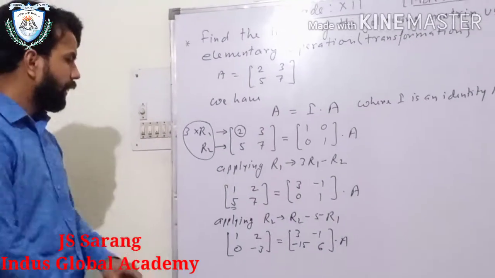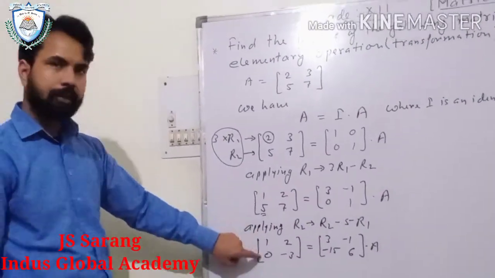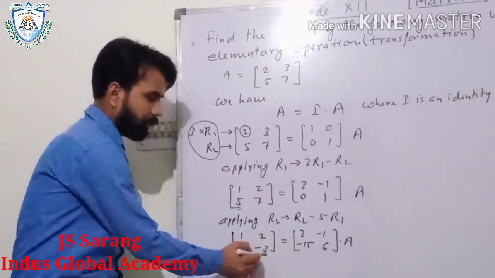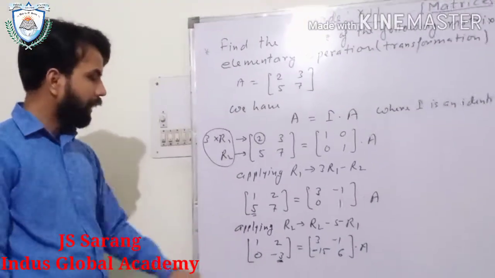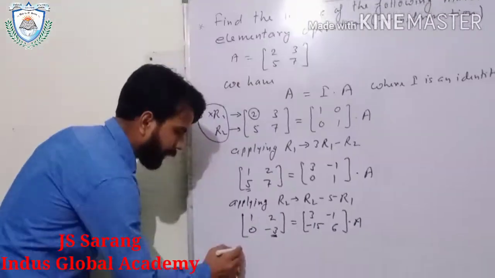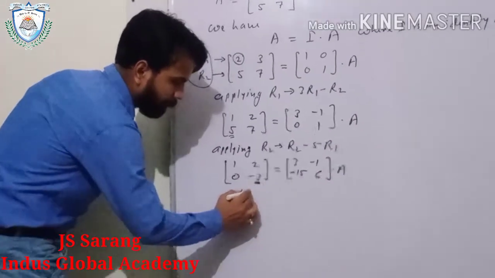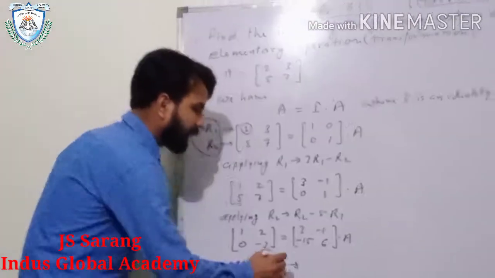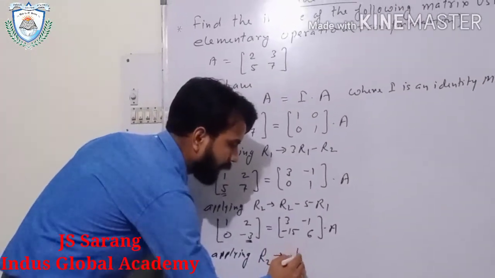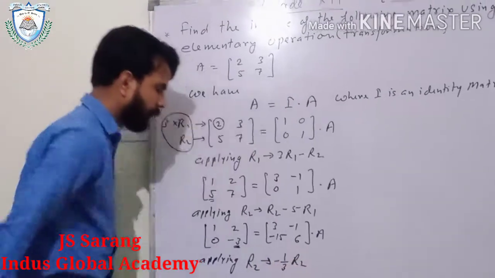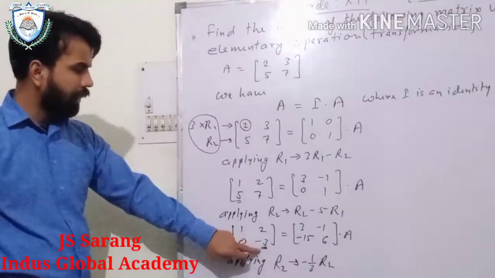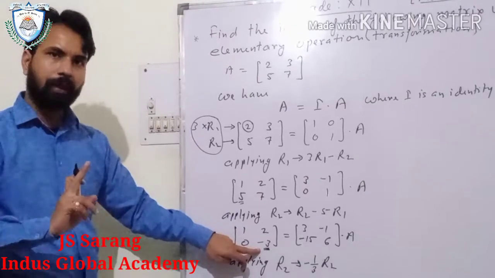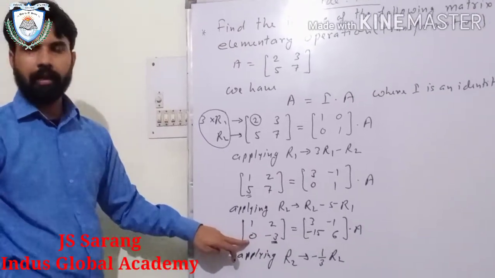Got it? So here the first column is that of the identity matrix. Now what do we have to do? We have to make this element 1. So how can we get 1? Here we will apply the operation in the second row. We will multiply the second row by minus 1 by 3. See, if we multiply this row by minus 1 by 3, minus 3 and minus 3 both can be cancelled, we will get 1. And this is 0, so this element will be 0.